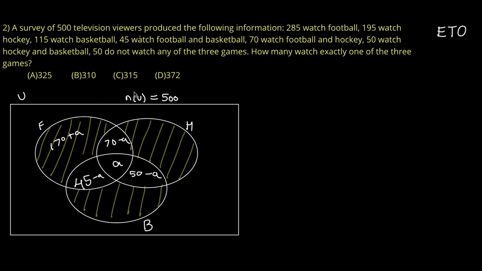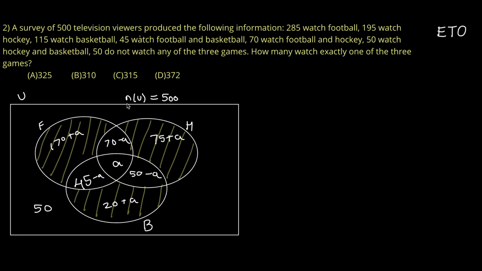Similarly, total number of people watching hockey only is 195 minus this region. We get 75 plus A. Similarly, total number of people watching basketball only is 115 minus this region. We get 20 plus A. And total number of people not watching any of these three games is 50. Now we need to find A.